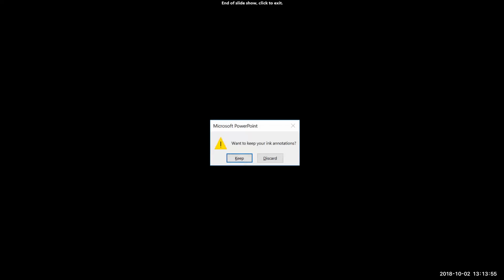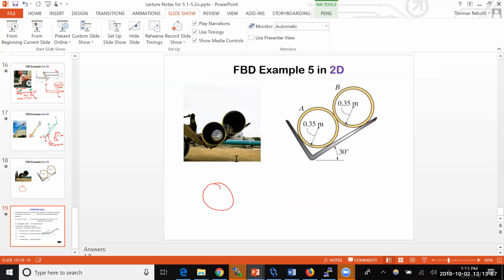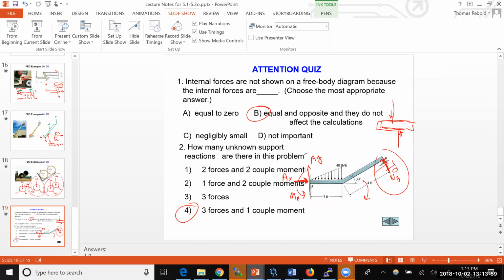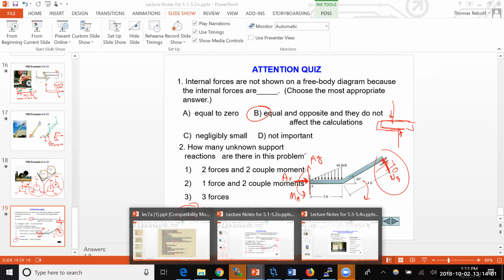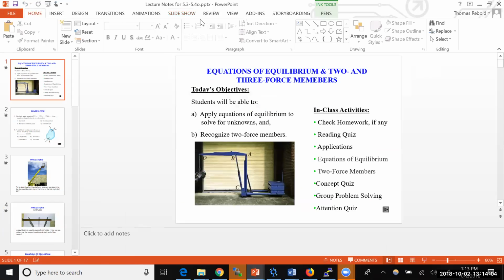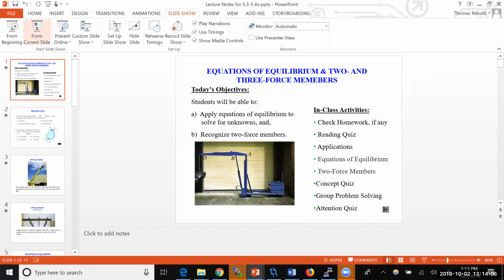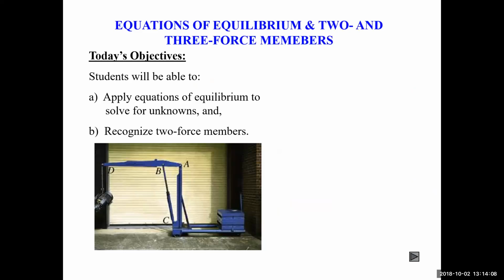Anyway, any more questions? I'm going to move on. I think we nailed that one. And now we're going to move to the next one, which is actually solving these problems. The first one was kind of conceptual. Now we're going to apply these equations and solve for the unknowns.